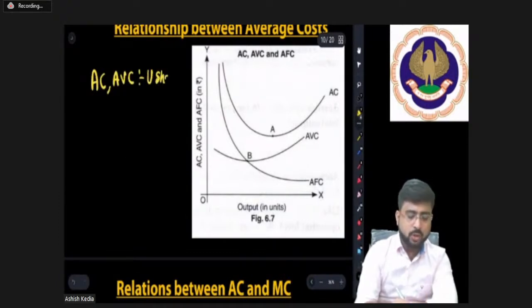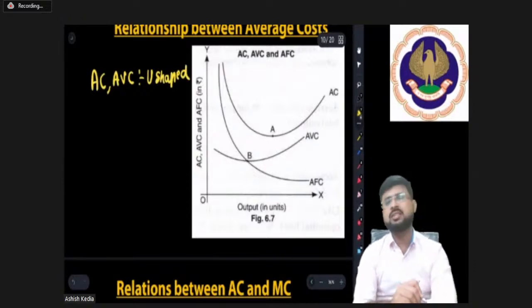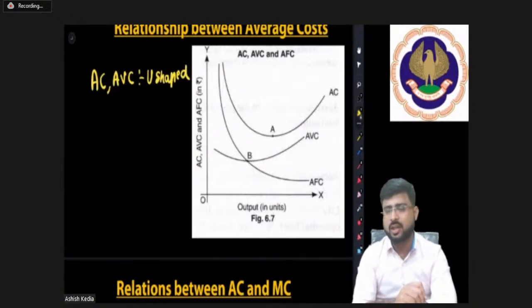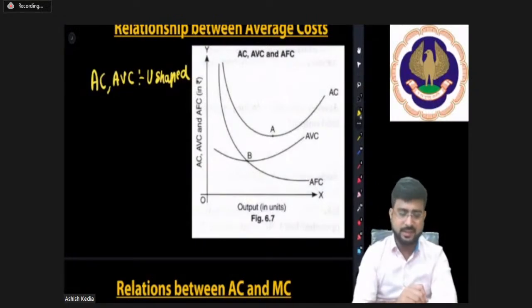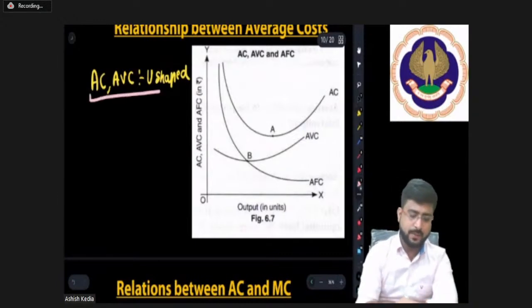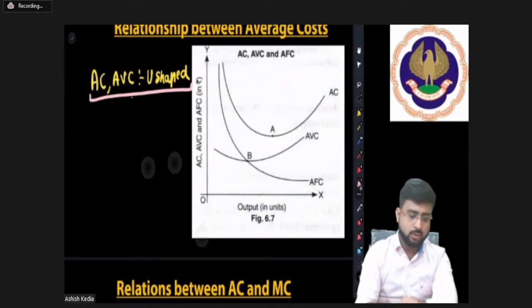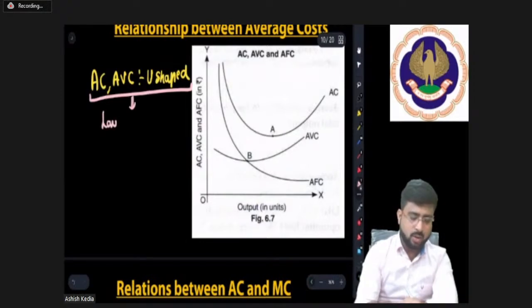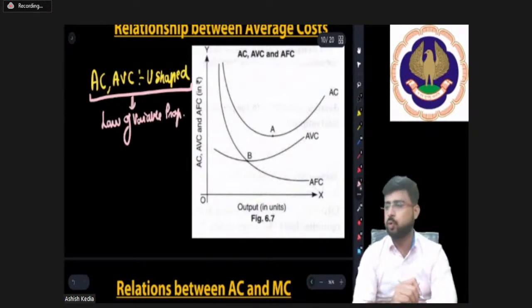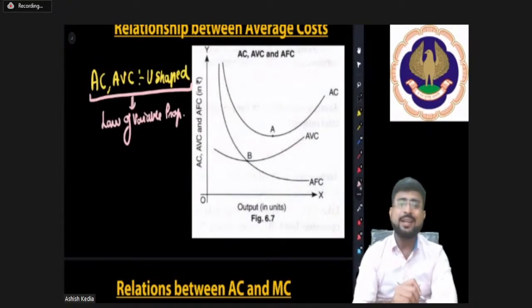My dear friends, how many of you remember the reason from the last class? Come on, everybody, write the reason in the chat. Most of you are writing the reason to be the law of variable proportion. Absolutely correct. So yes, indeed, the answer is the law of variable proportions. AVC and AC curve are both U-shaped because of the law of variable proportion.